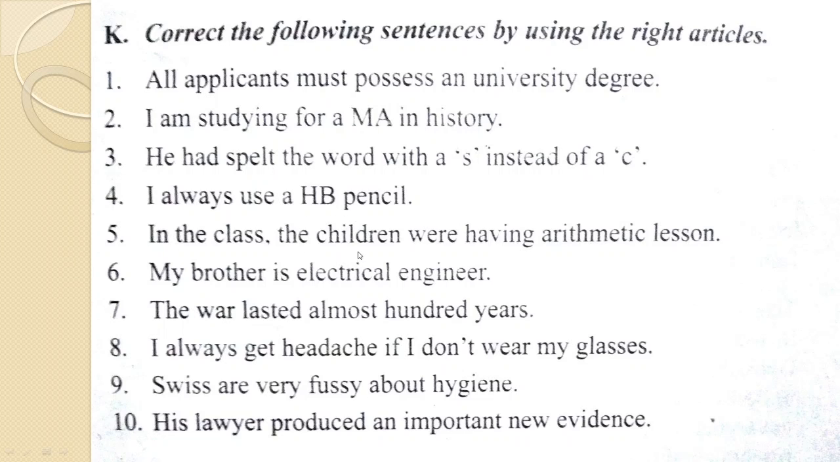Number 5, in the class, the children were having arithmetic lesson. In the class, the children were having an arithmetic lesson. Vowel sound, singular, so vowel sounds should be preceded by the indefinite article an: an arithmetic lesson. Number 6, my brother is an electrical engineer. An electrical, a vowel sound. Then number 7, the war lasted almost 100 years. There's no problem with the articles here.